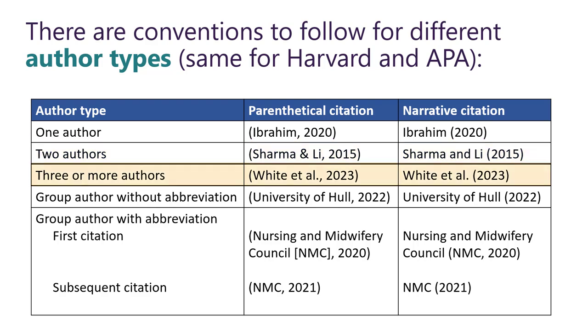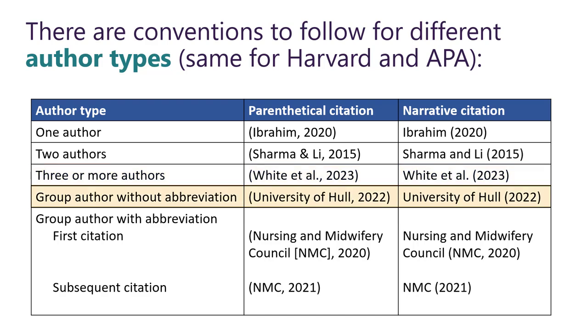If there are 3 or more authors, you just give the first author's surname followed by et al. This is an abbreviated form of et alia, which means and others in Latin. Everything else stays the same as for the single author. Just remember to always follow the al with a full stop, as it's an abbreviation. You would give all the authors' names in the reference list.